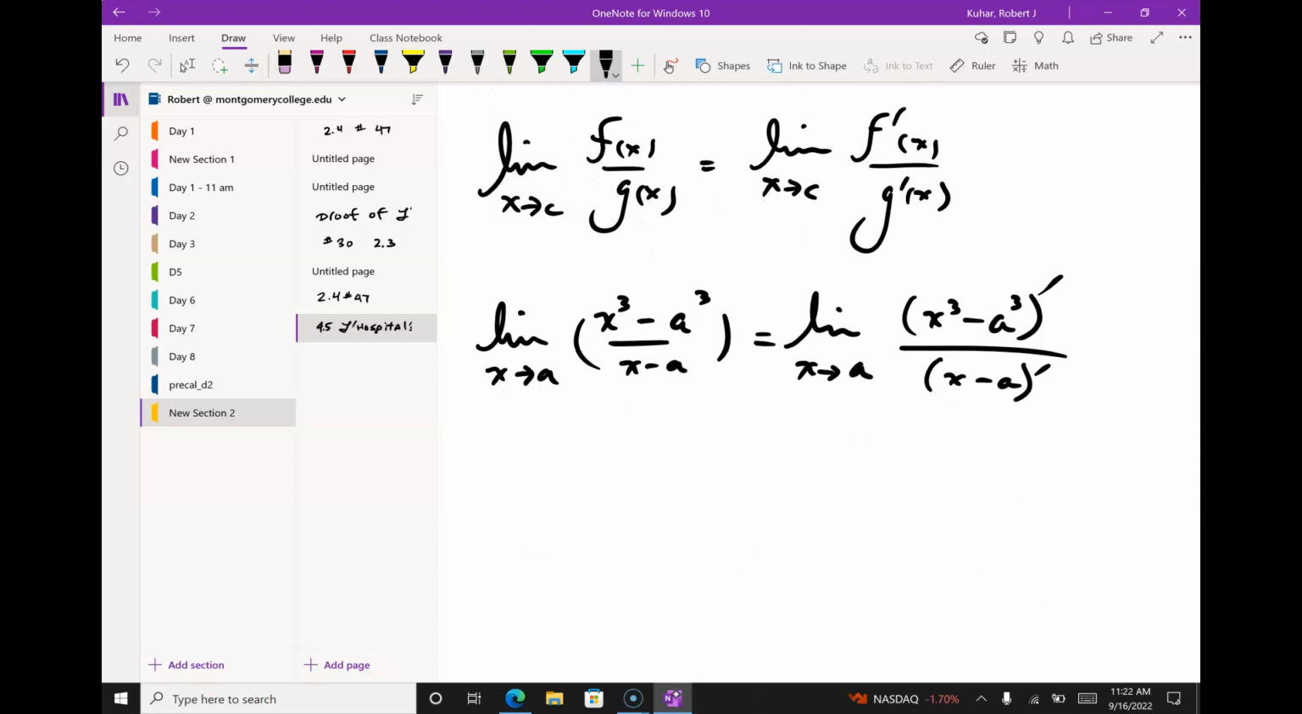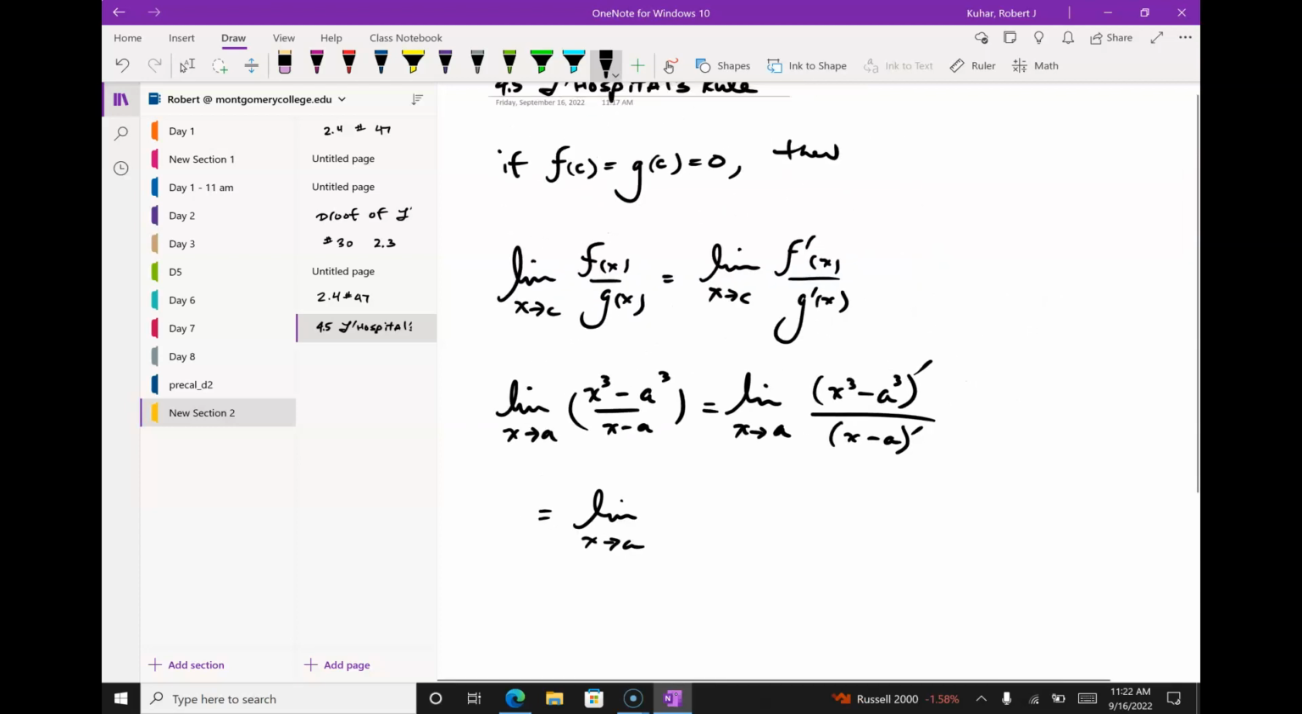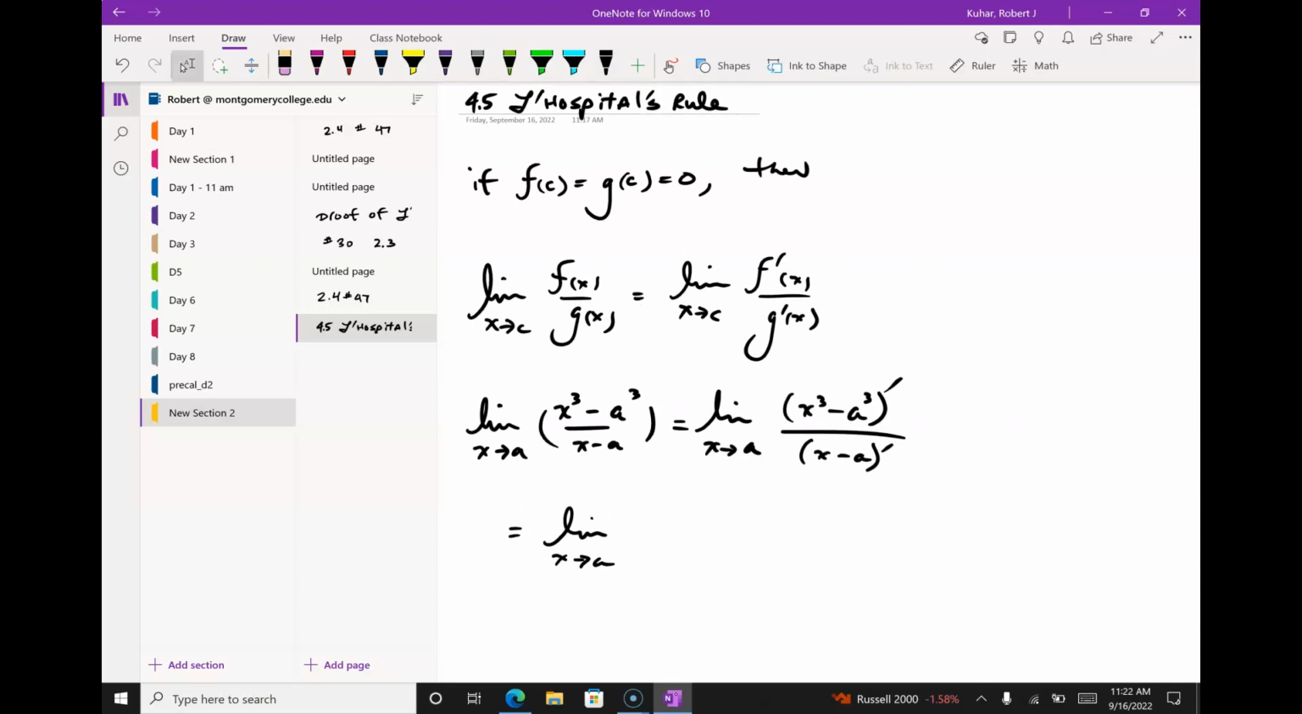So I think both these derivatives are pretty darn easy. So these are pretty darn easy. What do I get for the first derivative? 3x squared minus 0. A cubed is a number. And downstairs? 1. So I'm really just looking at the limit as x goes to a of 3x squared, and of course that's 3a squared. What do you know? Same answer that we got before, right?